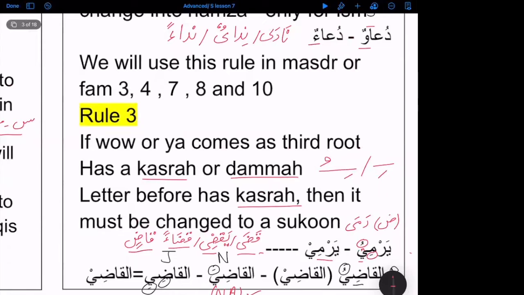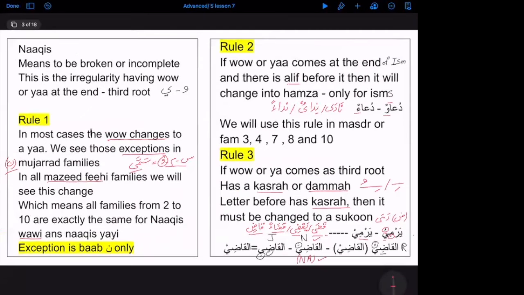Then in jar status, it should be al-qadi, right? But again, we have kasra over here. Before that is kasra, so it will become silent and we have al-qadi instead. So only in nasab, we see fatha over there. Otherwise, in the other two cases, in rafa and jar, this ya has become silent because of this rule.